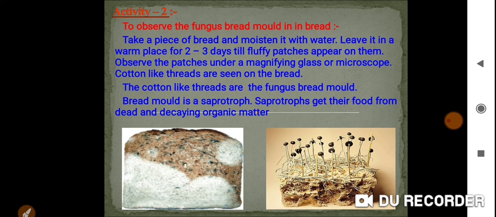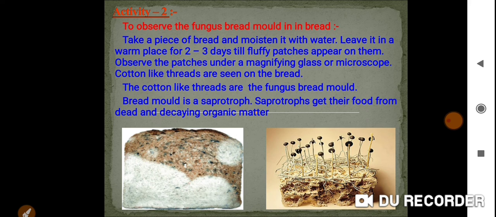Saprotropes do not contain chlorophyll; they have a heterotrophic mode of nutrition, depending on other organisms for their food. Here, the bread mold is saprotrophic, that is, saprophytic. Bread mold does not have any chlorophyll to prepare its own food, so it depends on other organisms. Which is the other organism? Fungus is the other organism. Are you getting my point?